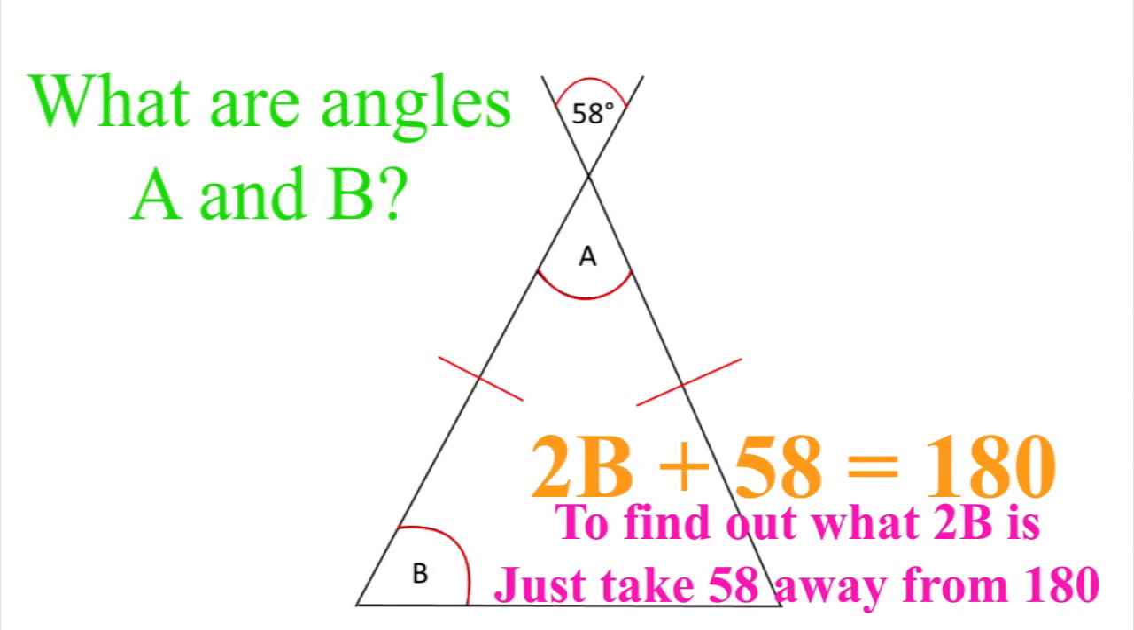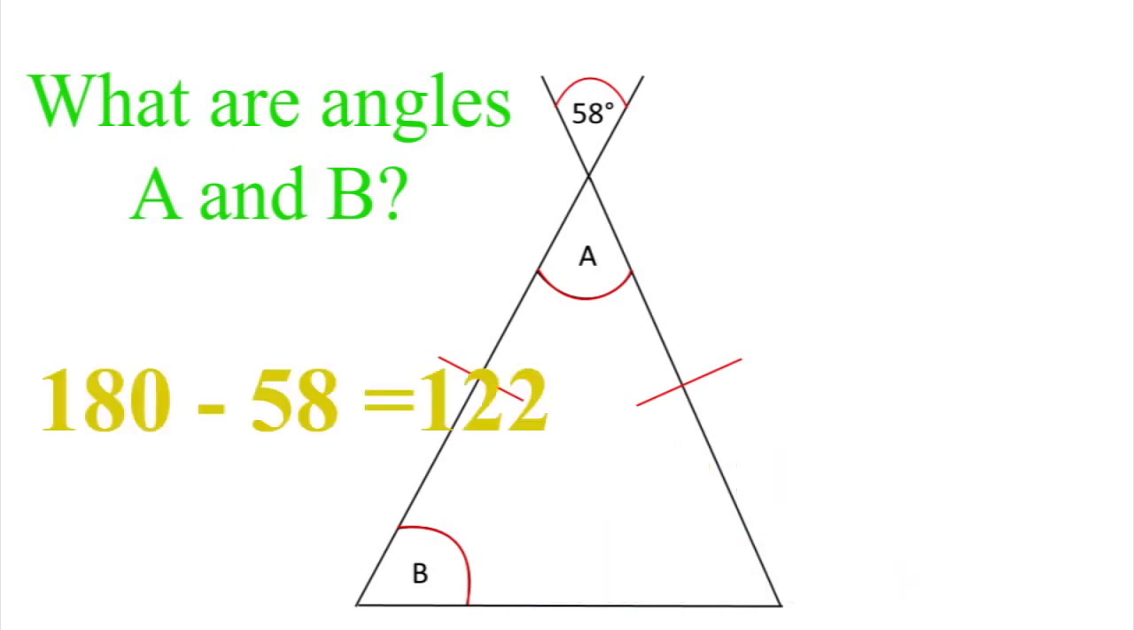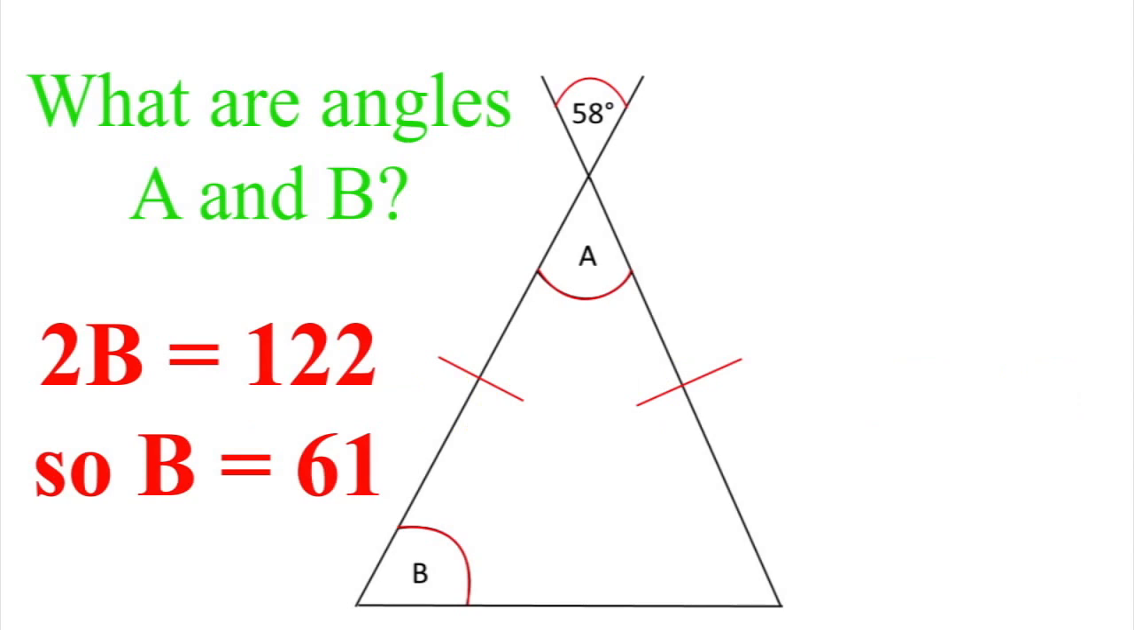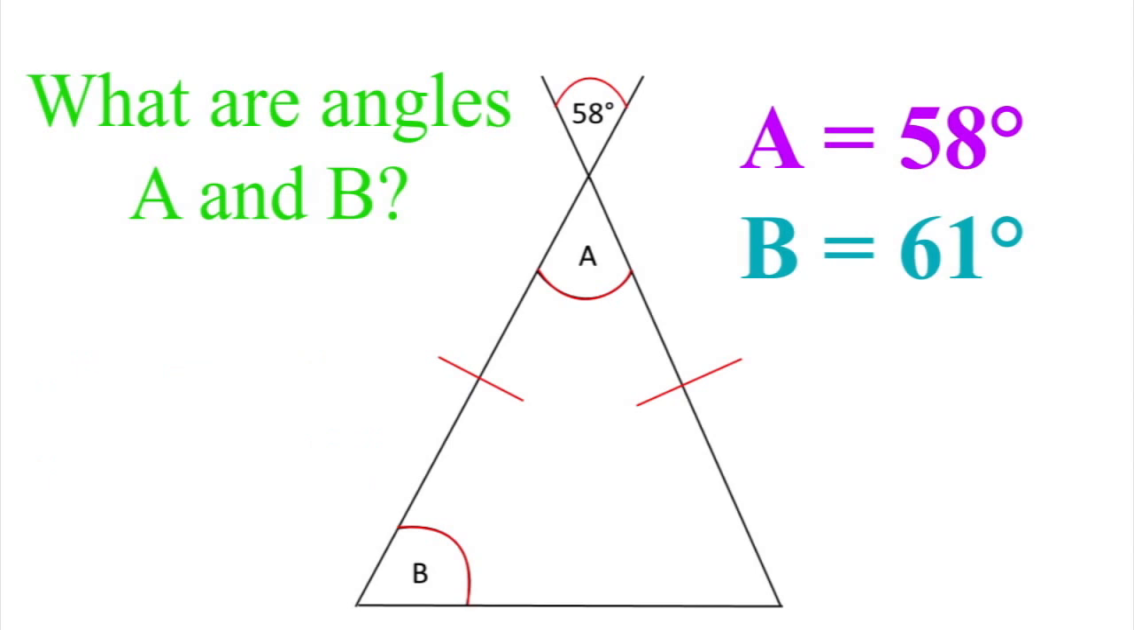So if we do that, 180 minus 58 equals 122, which equals 2B. Or we could say 122 equals B plus B, because B was the same as our unidentified angle, which means we had two B's. Then if 2B equals 122, that means B is half of that. So B equals 61. And there's our answer. A equals 58 degrees and B equals 61 degrees.